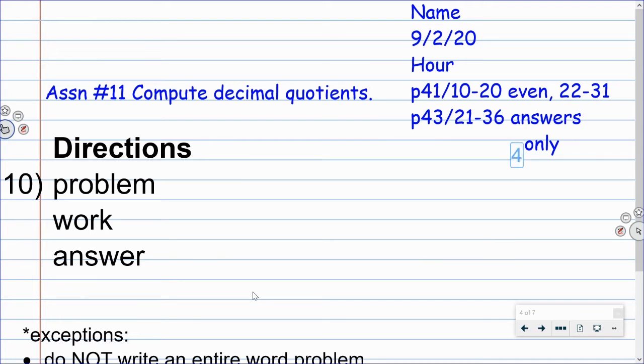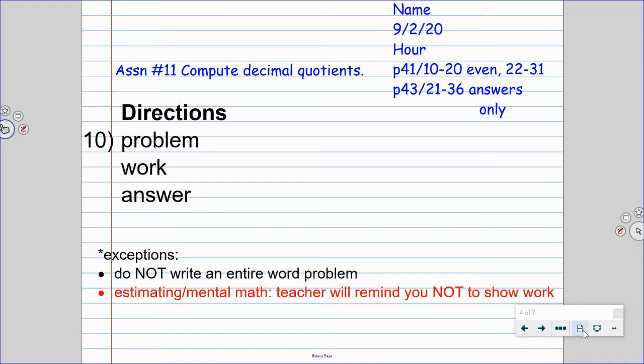When you're ready, pause your paper. Go ahead and look up at the top. Name, date, period, please. Page 41 and page 43. Assignment number 11 called Computing Decimal Quotients. Now, don't forget, I'll remind you of this at the end. Write the directions, then write the number and the problem and the work, and then finally your answer. Now, there are exceptions. For word problems, you do not need to write the problem. If that is the case, then you will simply write the directions and then the work and your answer.